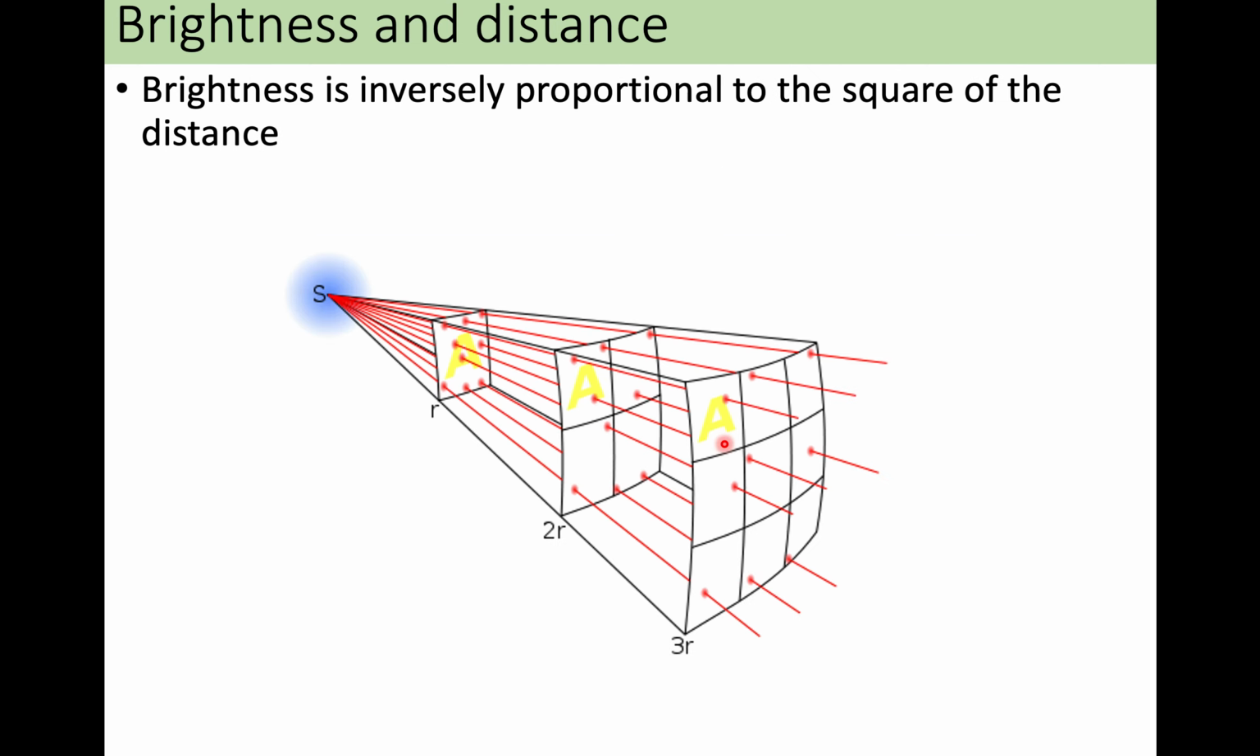So here's another diagram showing the brightness of the star is inversely proportional to the square of the distance, meaning as your distance increases, your brightness decreases, which makes sense if you think about it.